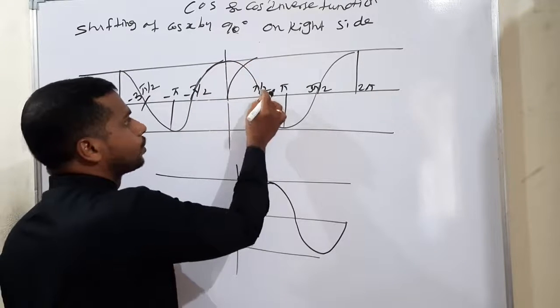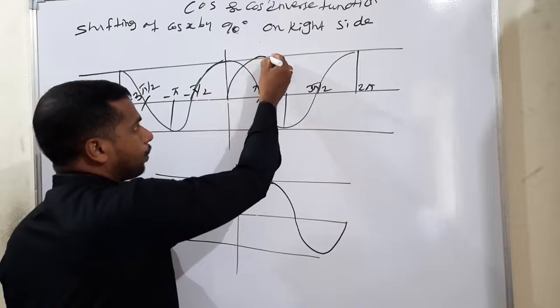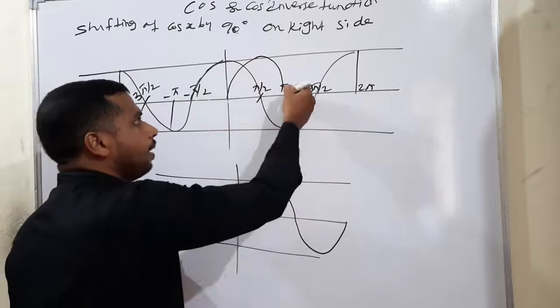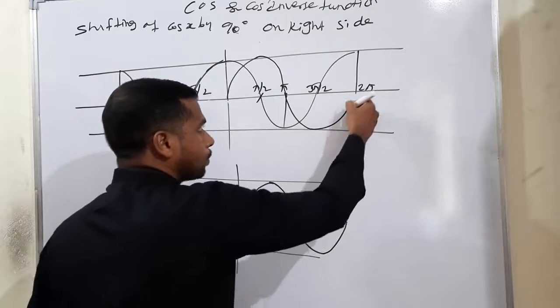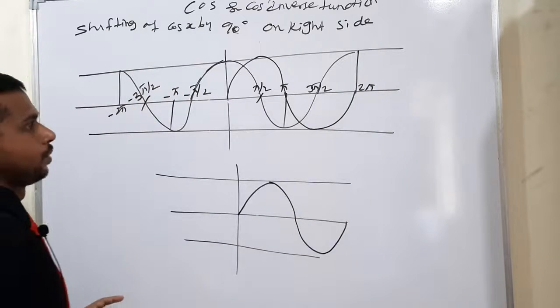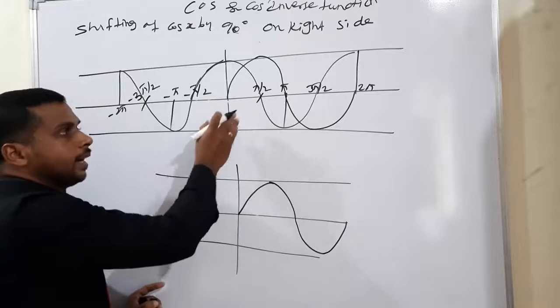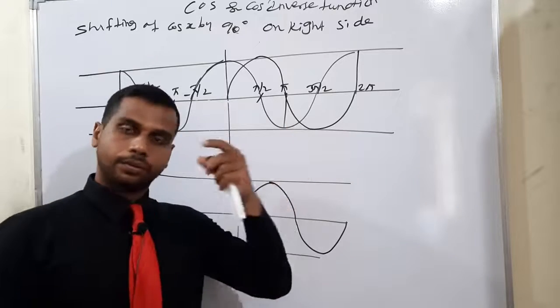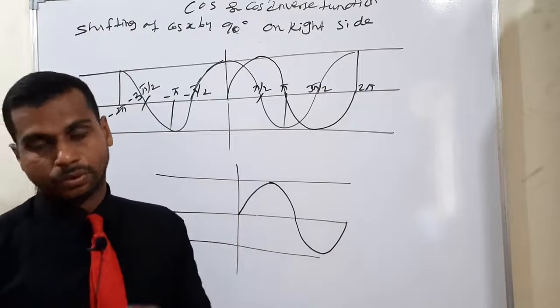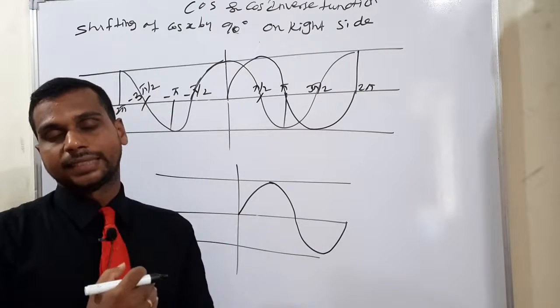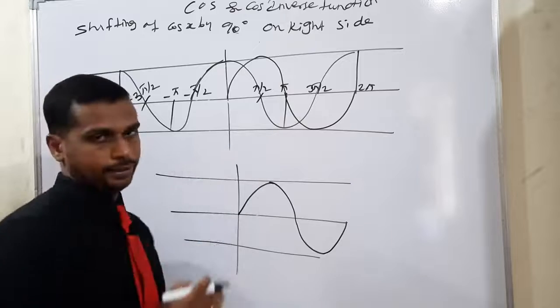If we draw an example here also, it will move like that. Negative pi by 2 moves to positive pi by 2. Again positive pi by 2 moves to pi. Then pi moves to 3 pi by 2. Again 3 pi by 2 moves to 2 pi. So if you redraw the cos graph, you get a clear idea. Surely we can say it is called the sine graph. How? Shifting of cos x by 90 degrees on the right side.